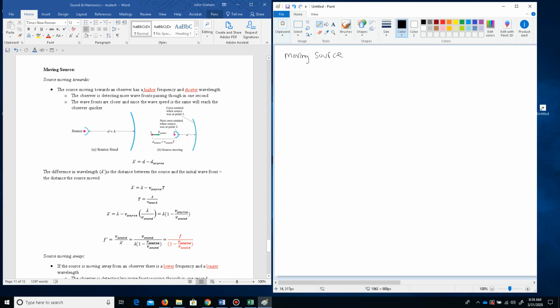So I'm going to write that up here actually. This is probably the equation to remember or to have written down for this part of it. Again, this is moving source, and this is source moving towards observer.